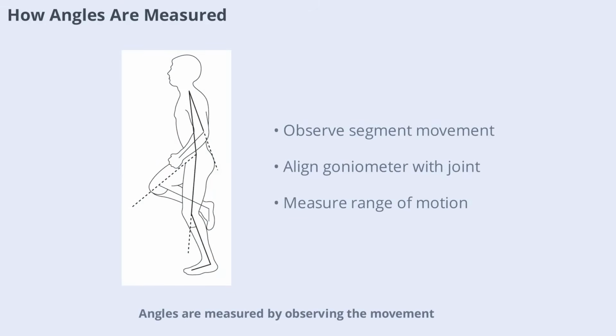Angles are measured by observing the movement of a segment away from the anatomical position. For example, when you bend your elbow or knee, the angle increases from 0. The goniometer is placed so that its axis aligns with the joint and its arms follow the bones on either side. The resulting measurement gives a precise value for the joint's range of motion. This method is used for all major joints, including the shoulder, hip, knee, and elbow.